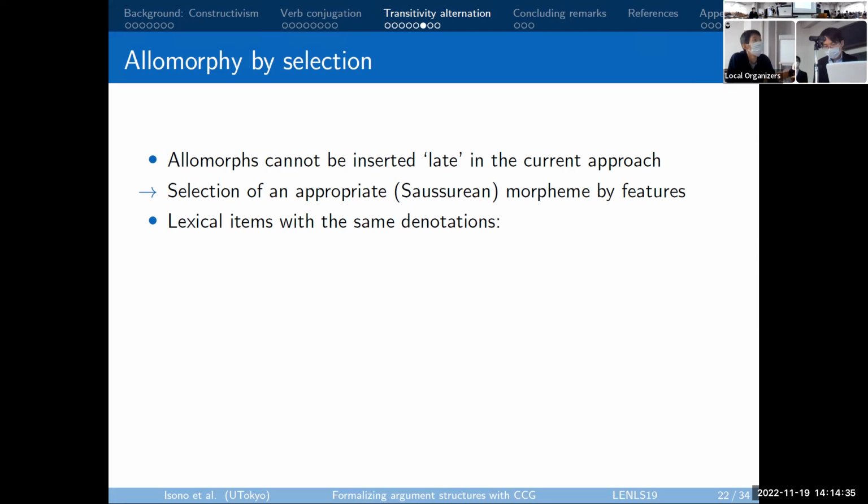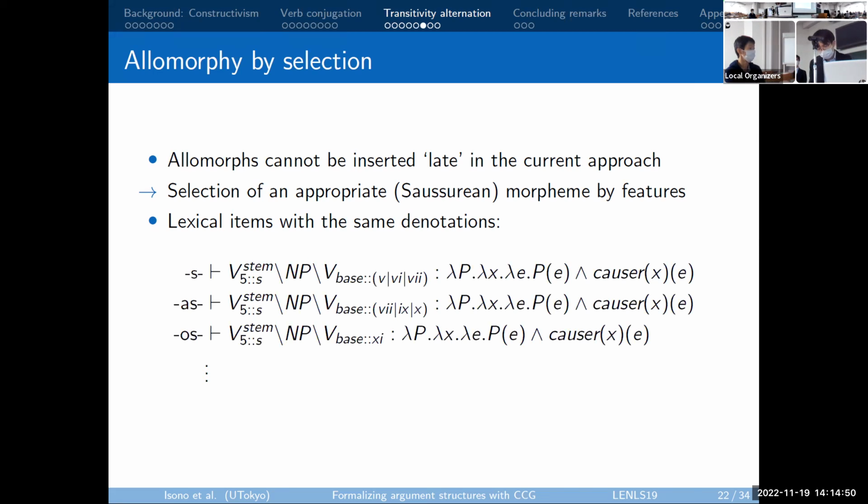Instead, the allomorphy is realized by selection of the appropriate Saussurean morpheme, the sound-meaning pair, by features. And in order to do that, we need lexical items with the same denotations. For example, we need a series of lexical items that correspond to the active voice set. These differ in the pronunciation and the class specification, but they have exactly the same denotations. There is some way to write this in a compact way, but we skip that. It's just a technical thing.